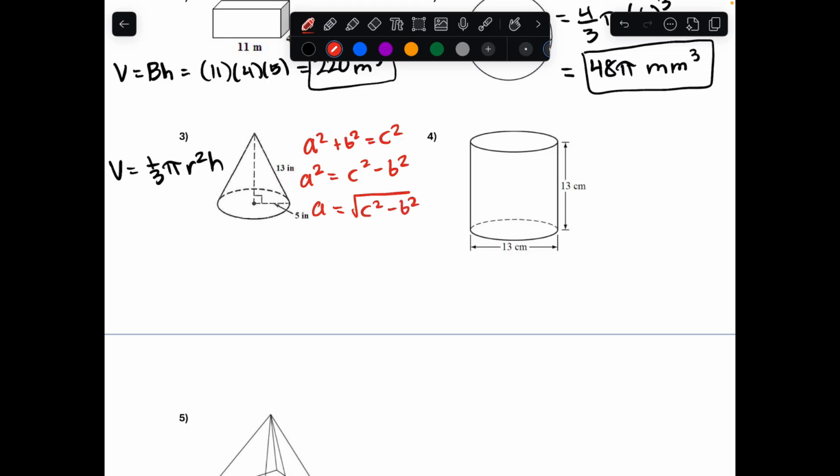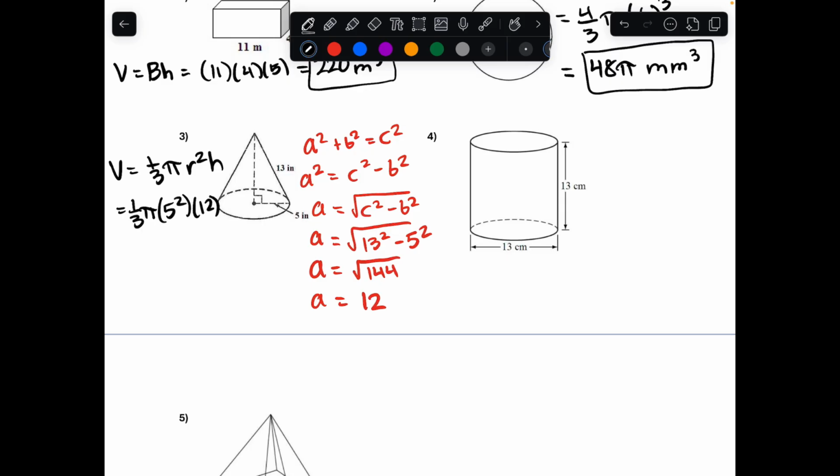Now in this case, c is going to be 13 and b is going to be 5. So we can say that a is equal to the square root of 13 squared minus 5 squared. This then becomes the square root of 144. And finally, we get that our height is going to be equal to 12. So now we can go ahead and plug all of the information that we know into our formula. And so we're going to get that our volume is equal to 1/3 times pi times 5 squared times 12. Plugging all this into a calculator, we're going to see that we will get 100 pi inches cubed.